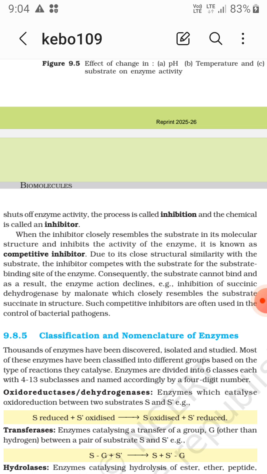As I told you, consequently the substrate cannot bind, and as a result, the enzyme action declines. Example: inhibition of succinic dehydrogenase.